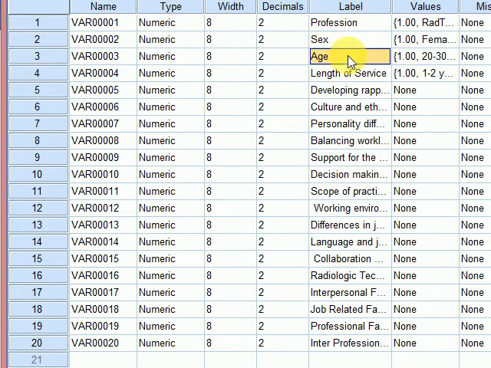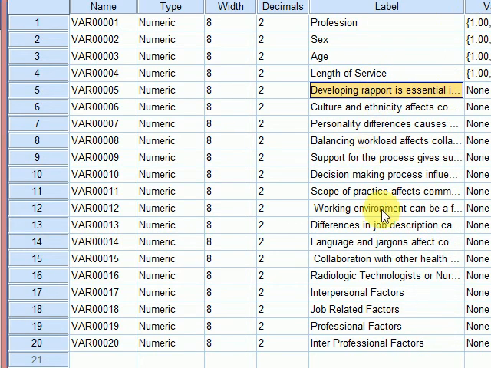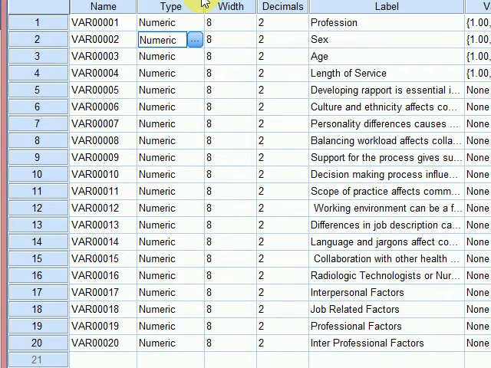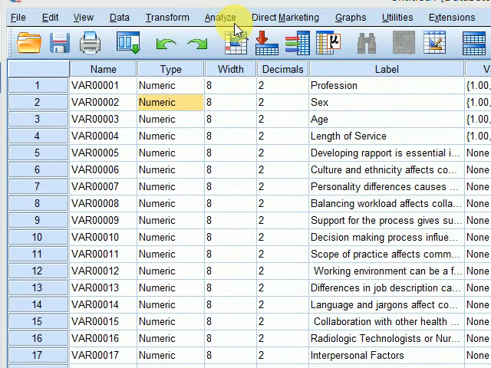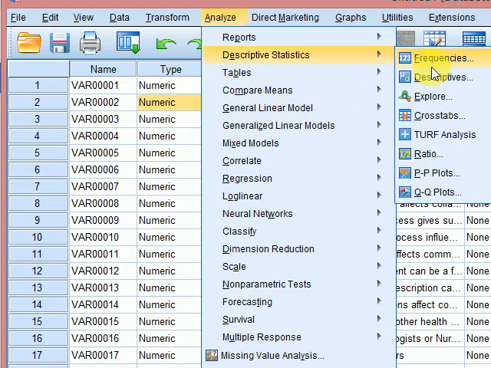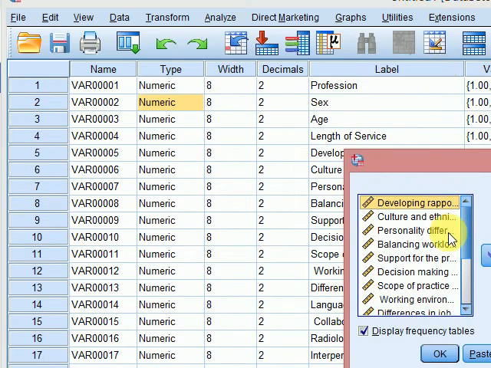surveys, right? Profession, age, sex, and this is the reason why I ask you to give me the label of each of the questions, because I copied and pasted them here, right? This is the total of the interpersonal factors, job-related factors, professional factors, and interprofessional factors. So on with the analysis. So first we analyze, sorry about that, I'm gonna let you see all the papers. So analyze, and then descriptive stat and frequencies.